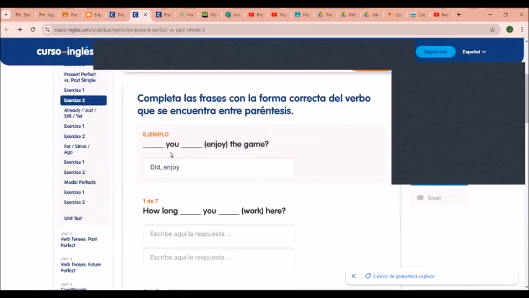For example, enjoy the game. This one kind of gives us the impression the game is over. So if the game is over, then we go to the past. Did you enjoy the game? But what if the game wasn't over? We could use something else.